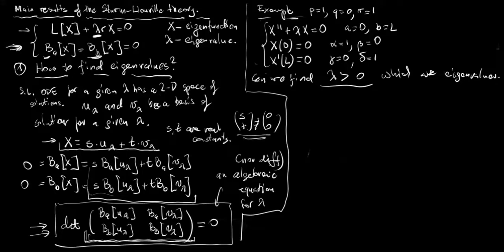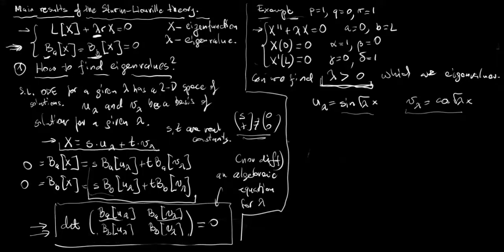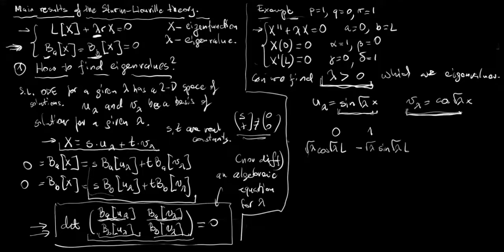Okay, so we have to start with the basis of solutions of this equation for lambda greater than zero. We can take as u lambda sine of square root of lambda x and as v lambda cosine of square root of lambda x. Now we have to calculate this matrix at a equals 0 and b equal L. This entry is this evaluated at 0, and this one is this evaluated at 0, which is 1. And this one is the derivative of this evaluated at L, so square root of lambda cosine square root of lambda L, and then this one is the derivative of that evaluated at L, which is negative square root of lambda sine square root of lambda L.